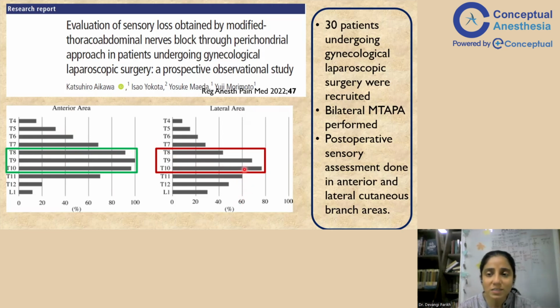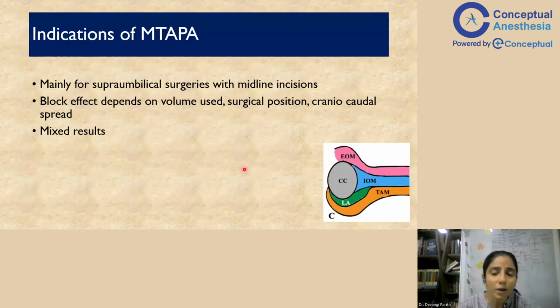So essentially, we can say that this is only good for midline surgeries, and that also only in the anterior cutaneous nerve area distribution. So what is the indication? It is mainly for supraumbilical surgeries with midline incision, and the block effect depends upon the volume we are using. If we are giving more volume, then it may spread to the lateral abdominal wall. What is the surgical position? In a gynec laparoscopy, we are giving a head-low position, so then there is a greater spread. Okay, so that's why there are very mixed results, and people didn't find it very promising in comparison to the old conventional subcostal TAP.